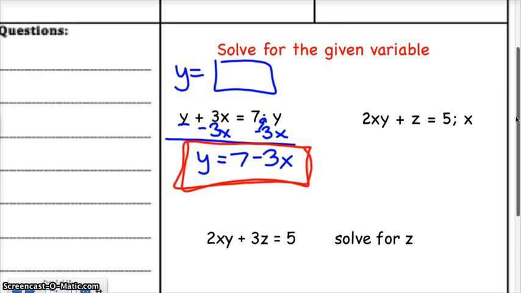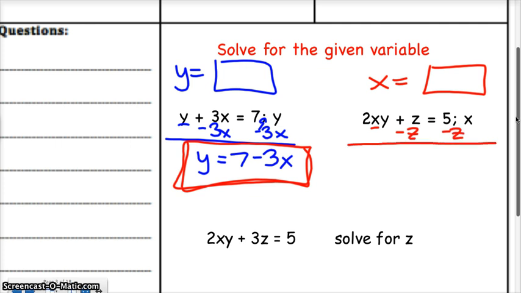Okay, next one. What do I want to get alone on this next one? I want it to look like x is equal to something, so I underline it. What do you think I should move first? Z. Move what's not connected to it. So what's not connected to the x? The z. How do you move plus z? Yep, subtract z. I'm left with 2xy equals 5 minus z.